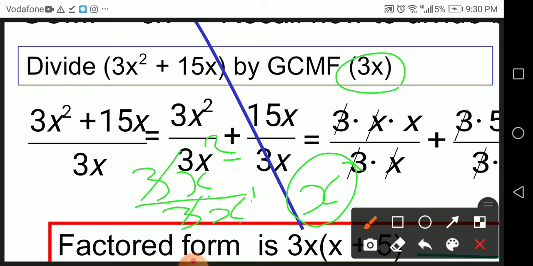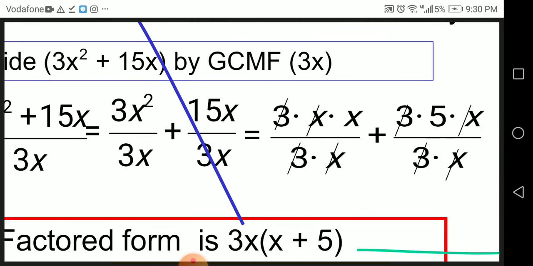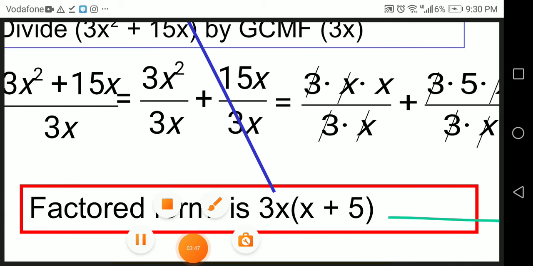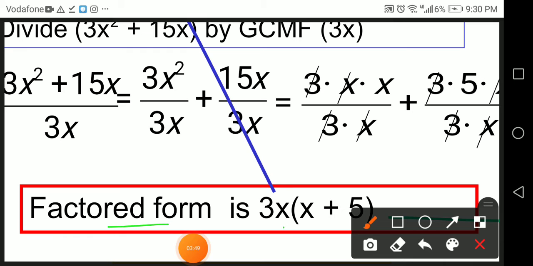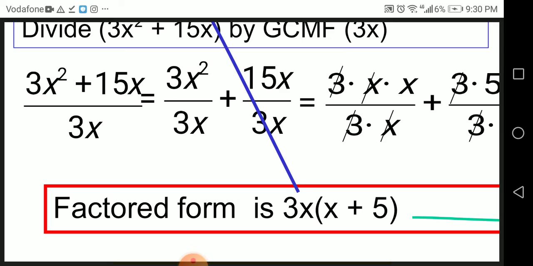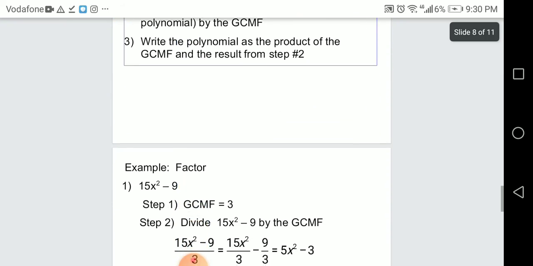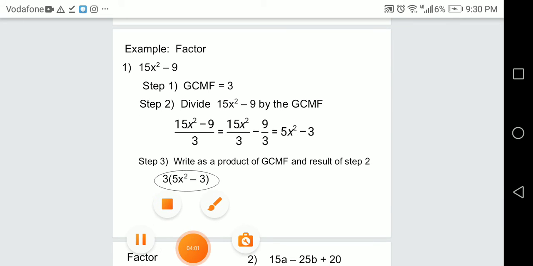When I say 15x divided by 3x, 15 divided by 3 gives me 5. X divided by x gives me 1. So this will be just 5. So I have x plus 5. I can write here the factored form: 3x outside and x plus 5 inside. Is it easy? I think it is. And these are the steps. Let's see the examples better.